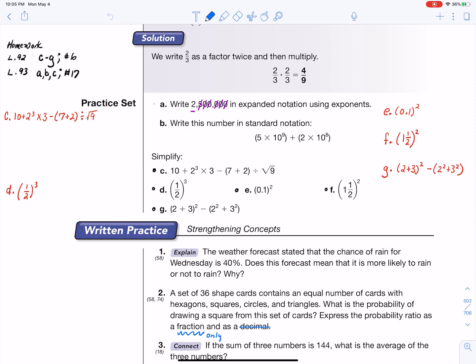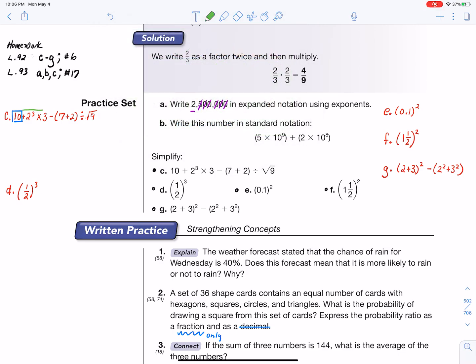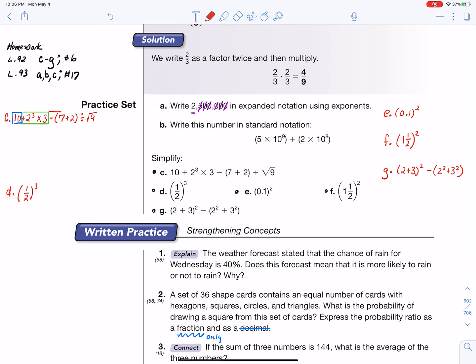C says that you have 10 plus 2 cubed, it's over on the left-hand side, times 3 minus 7 plus 2 divided by 9. So if you break this into sections, you stop as soon as you hit an addition or subtraction. First box. Second box. Continue until I either have addition or subtraction. There we go. Now that addition and subtraction cannot be inside a parenthesis. Third box. I have addition there, but it's inside a parenthesis, so I'm going to go all the way down to the end.